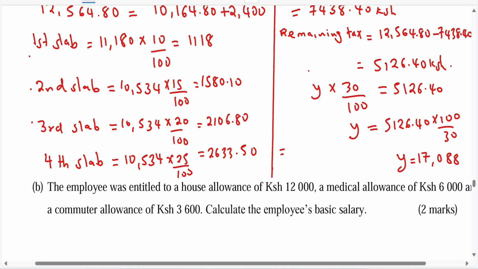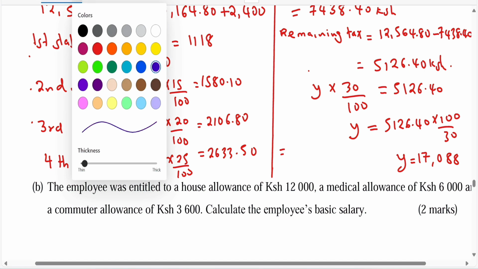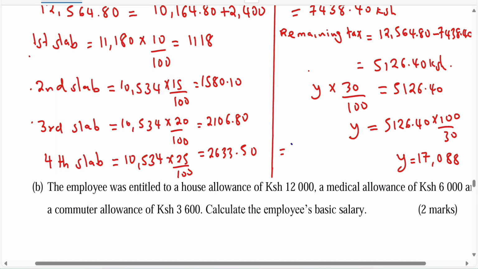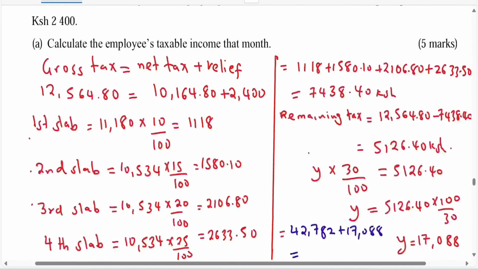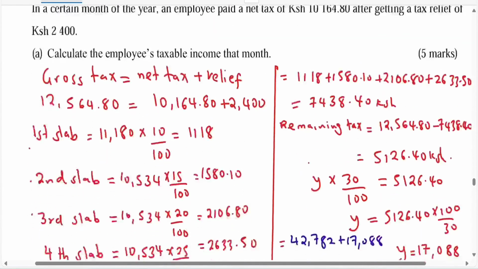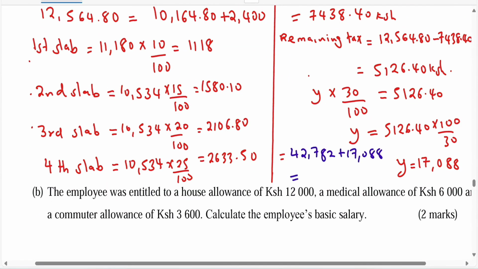Let me use another pen, which is this one. Okay, so 42,782 plus 17,088, and it should give me an answer, which is, okay, I was just confirming. So 42,782. If you add those up, itanipa 59,870 Kenya shillings. Now 59,870. Just confirm with your answer.